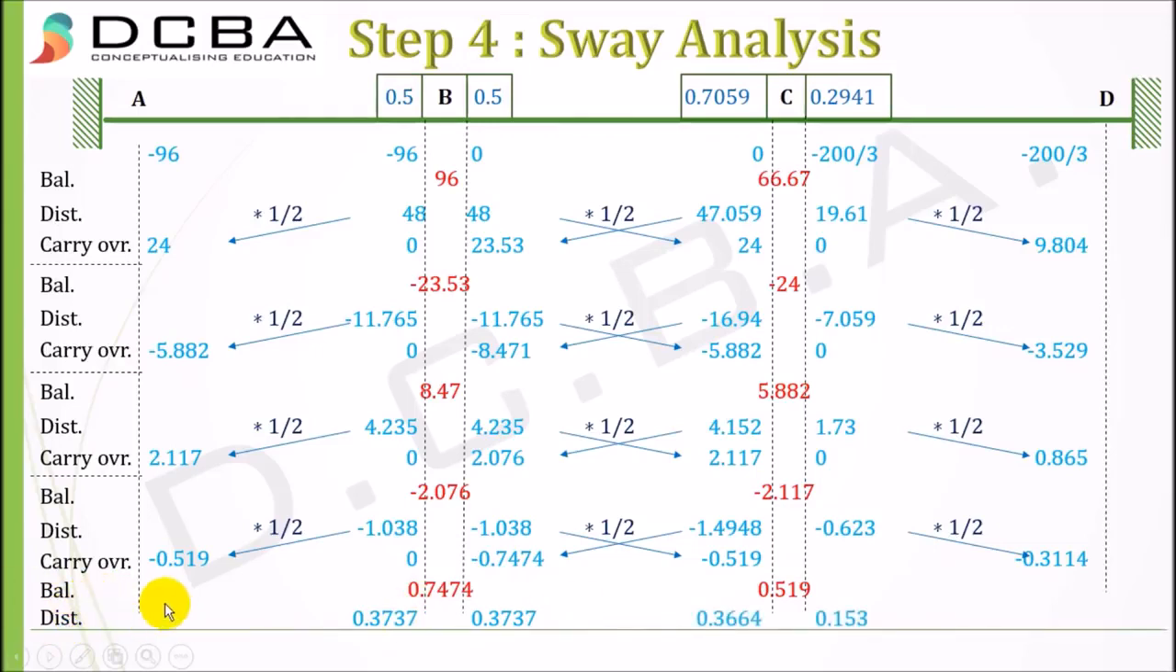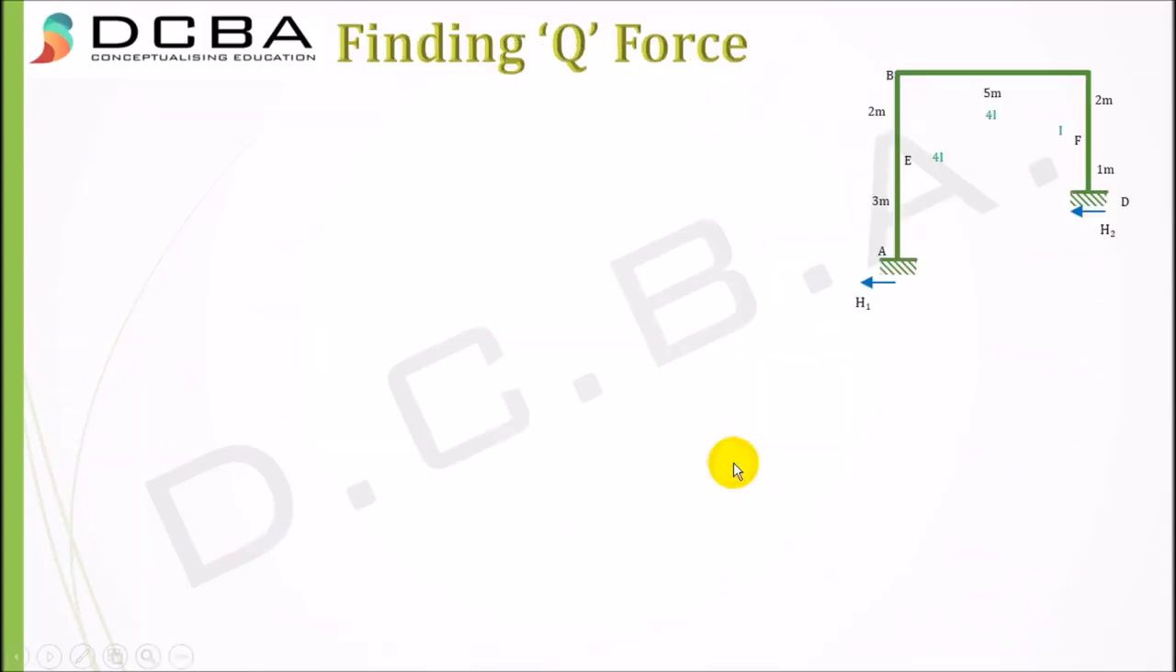And now we just sum up all the values in the blue. So these are your sway moments, and you'll be using them later on to find the Q force. So I hope you're getting how this sum is going. Basically, first we did non-sway analysis, then we found the non-sway moments from those iterations. We used those non-sway moments to find the P force. Then we did the sway analysis, and we are using the sway moments to find the Q force.